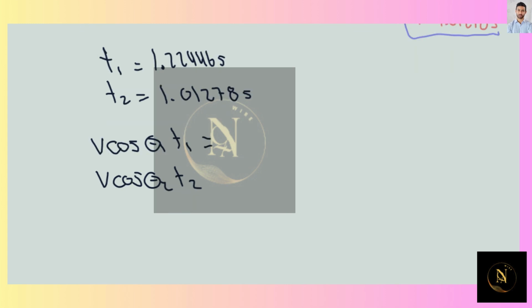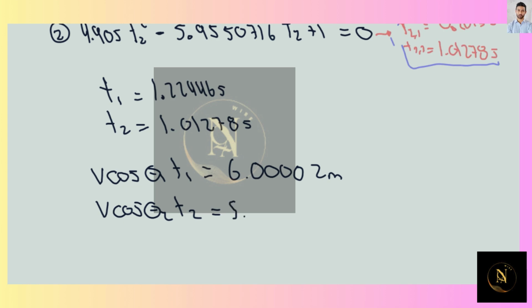So the first solution is going to give us exactly 6.00002 meters, and the second solution is going to give us 5.99999 meters. So with this, we can say that the value for delta x is going to be equal to 6 meters exactly. And with that, it would be all.